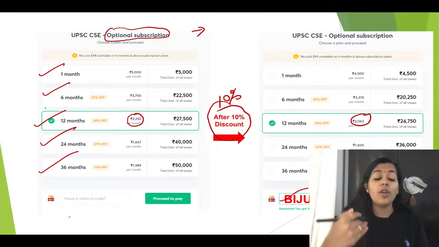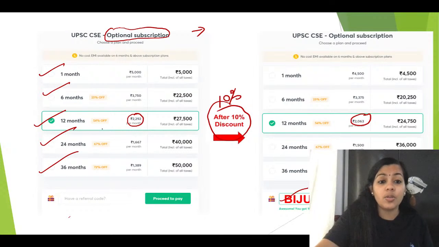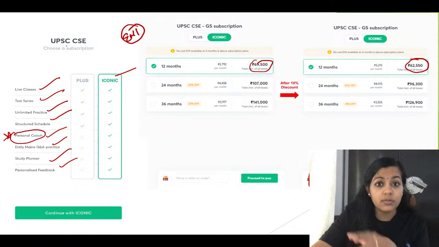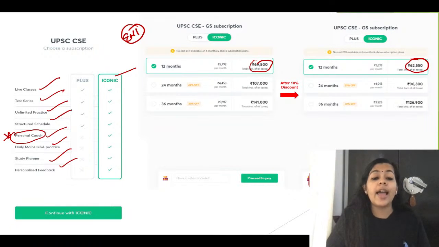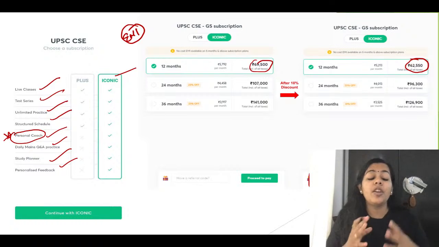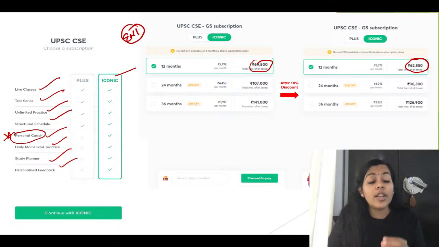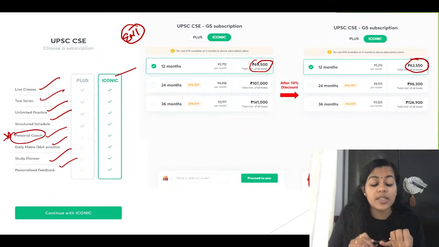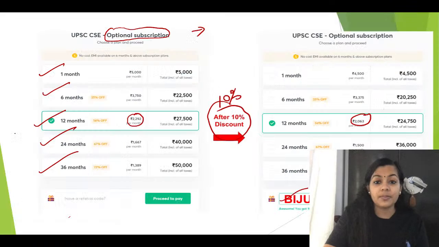So you have to clear your mistakes. How to know your mistakes? If you have a personalized coach, especially in our Iconic plan, you can directly communicate with the educator and the mentor. He or she will help you solve your problems, identify your mistakes, correct your mistakes, and give you correct guidance.